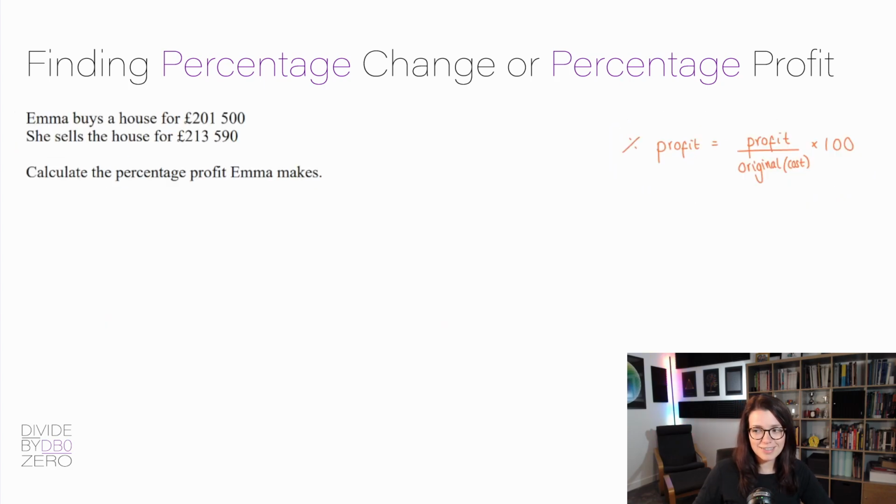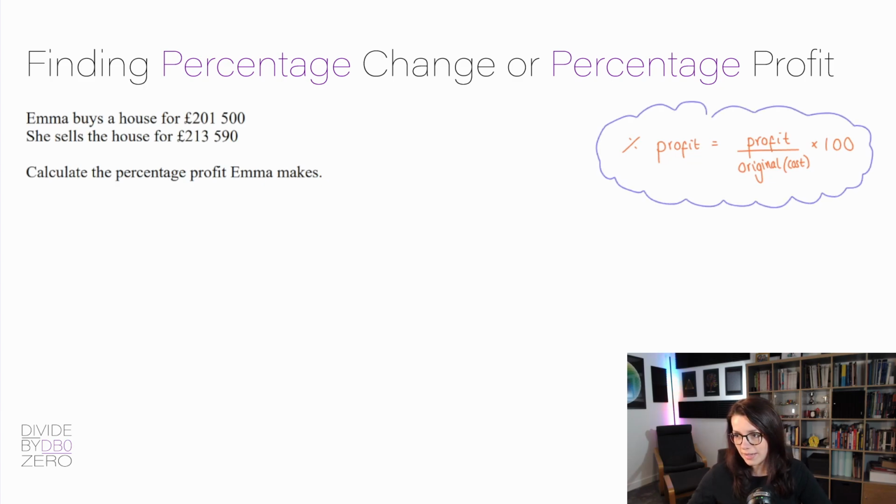This example is an example of percentage profit. So Emma buys a house for £201,500. She sells the house for £213,590. Calculate the percentage profit that Emma makes. So let's use this formula here. Let's work out her profit first. So that's the amount of money she made from selling her house.